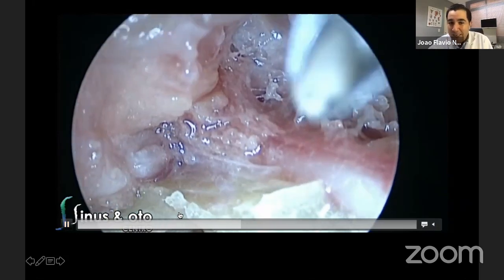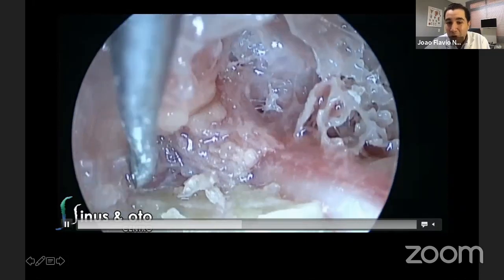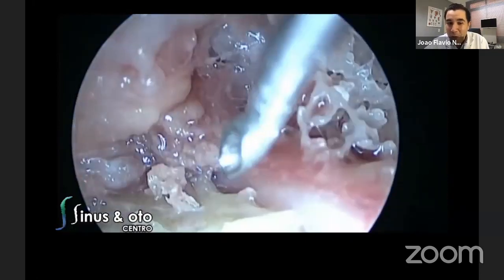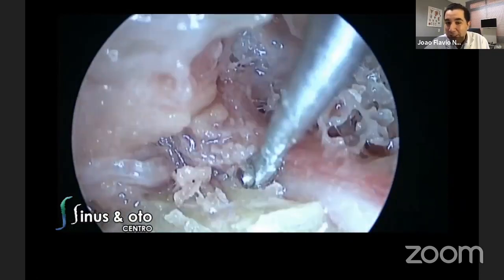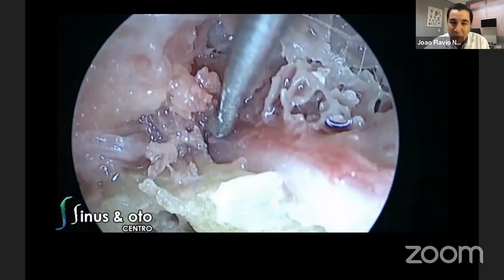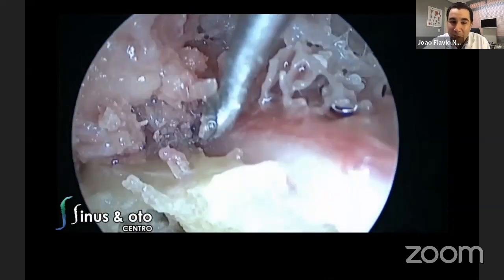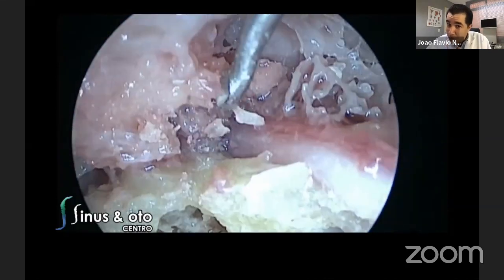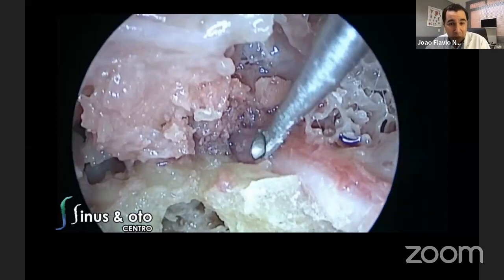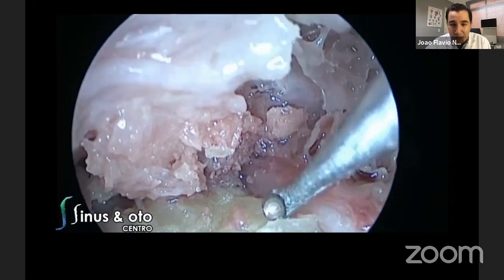So we can elevate that, and then with the small part of the curette, we can follow the canal of the muscle to try to find the greater petrosal superficial nerve. So we can dissect here the region of the geniculate ganglion and try to find the greater petrosal superficial nerve, which is not a small nerve. We think sometimes it's a very small nerve like the chorda, but no, it's actually a big nerve.